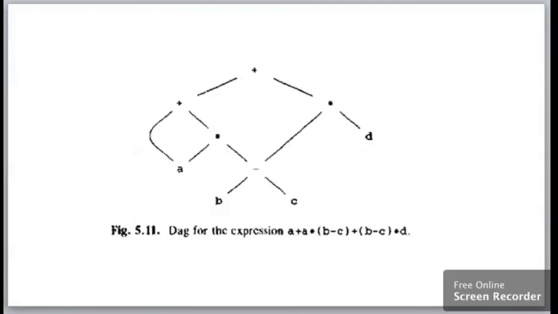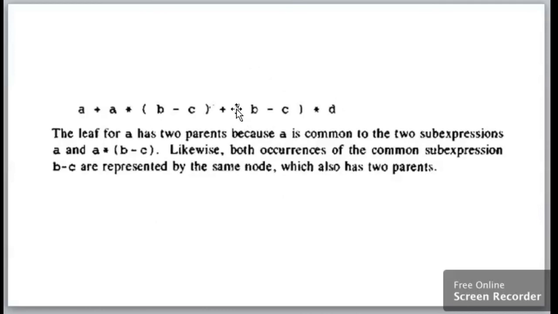Let us go over the DAG again. I repeat it once again. This is a DAG, that is the common sub expressions. We have generated it only once, not multiple times, because if we would have gone with this example, it is going to be A plus A into B minus C plus B minus C. It's 2 times B minus C. So the common sub expression we have represented as a single node, which has 2 parents.